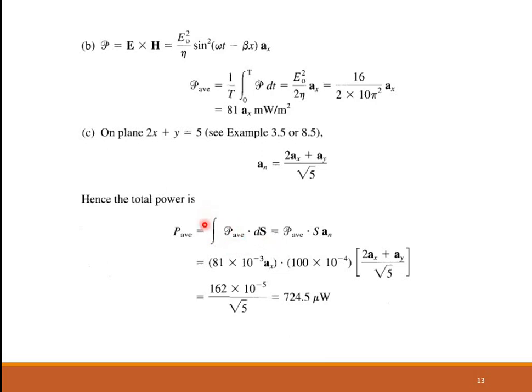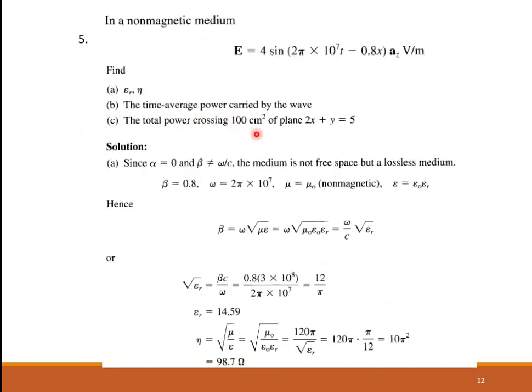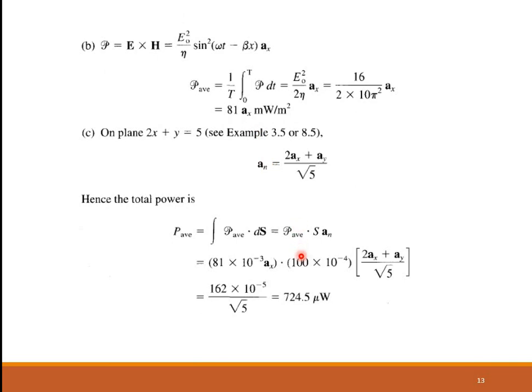I'm going to take this P average outside. The integral of ds is the total surface area times the unit normal vector to that surface. Okay, so for P average, I'm going to substitute from here, and then dot. Now the area is given as 100 centimeters square, so I write it as 100 into 10 raised to minus 4.